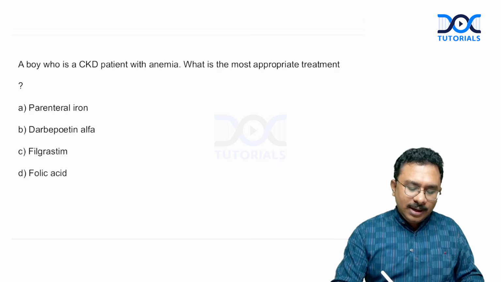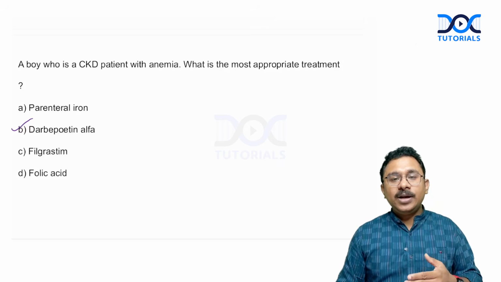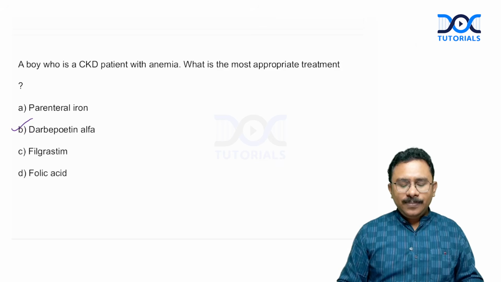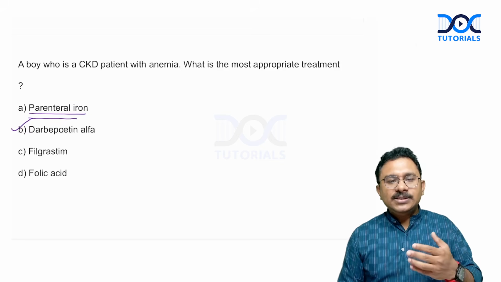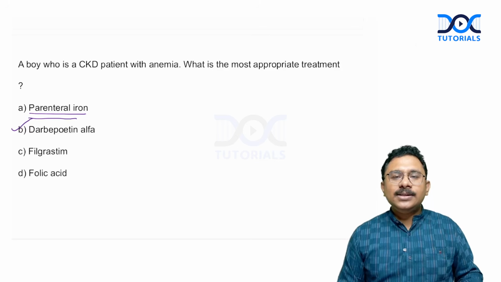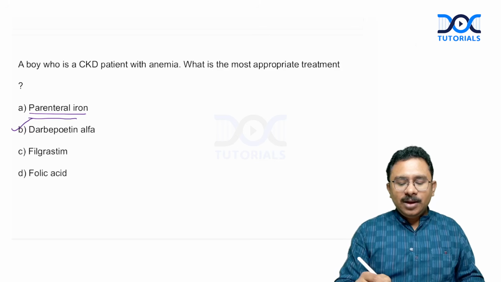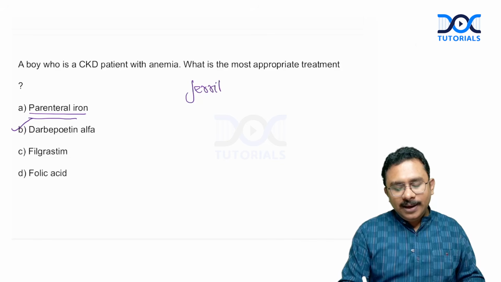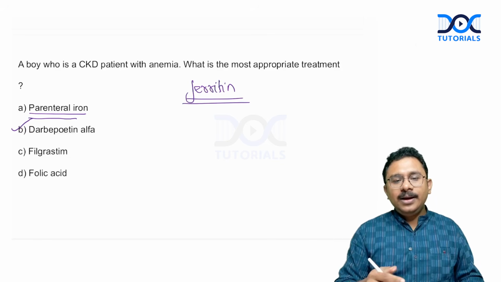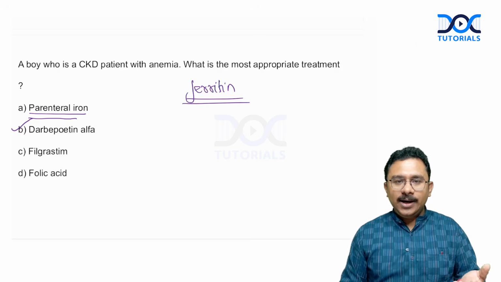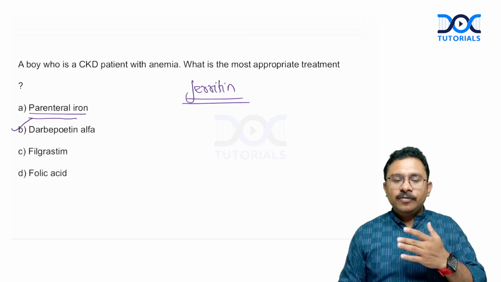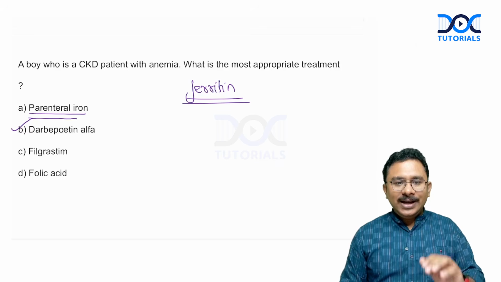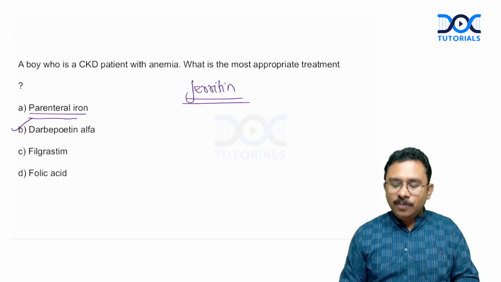It is going to be darbepoetin alpha. You will have to go for erythropoietin as a part of the treatment. Now, at least some students would have got confused, sir, could this be iron? See, in case of CKD, it is very important to check serum ferritin. If they had asked me what is the next step in CKD with anemia, obviously it is ferritin. And if the ferritin levels are found to be low, then along with the erythropoietin, you have to give iron. But there is no mention in the question of a reduced serum ferritin, so I am taking it to be normal. In that case, the answer should be option B, darbepoetin alpha.